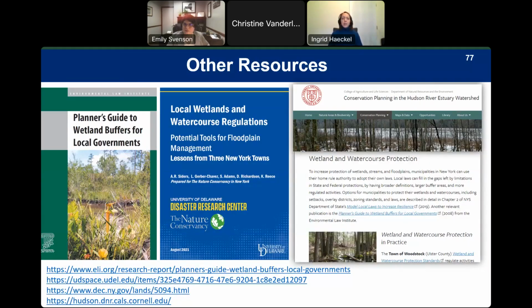And this blue publication is a recent study about wetland and watercourse regulations profiling 3 Hudson Valley towns, including New Paltz, Fishkill, and Newcastle, that provides an in-depth analysis of factors leading to the successful adoption and implementation of these laws. That's a really interesting study. And we also have our website, which is a clearinghouse of resources, as Christine mentioned in the introduction.